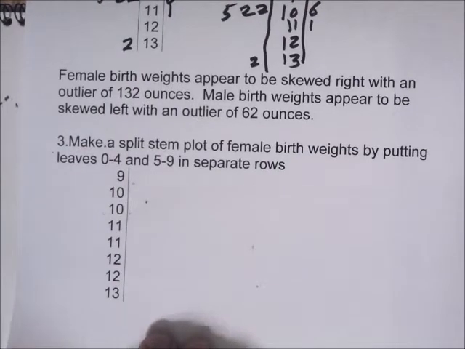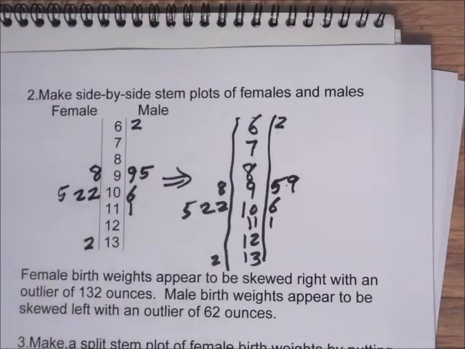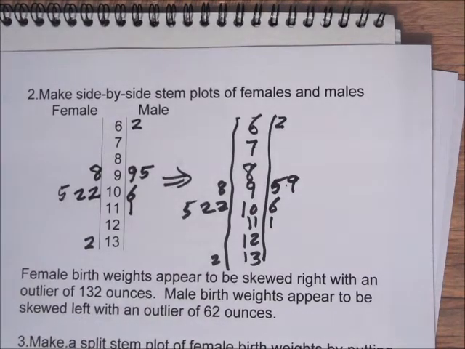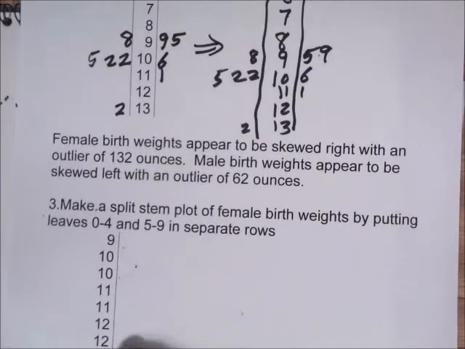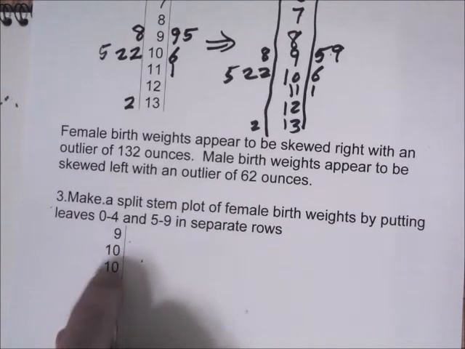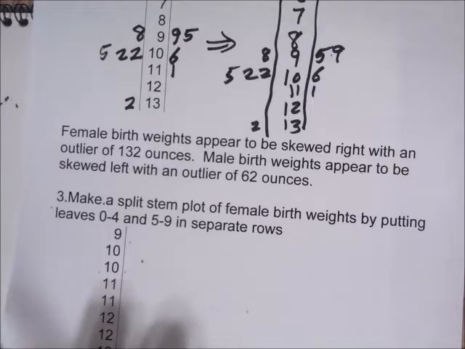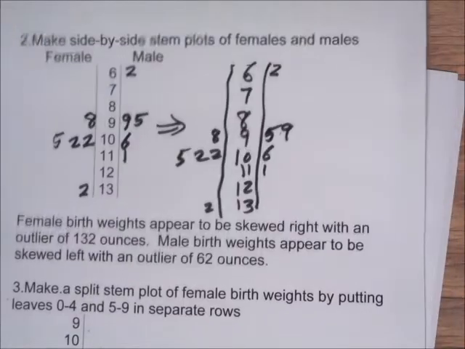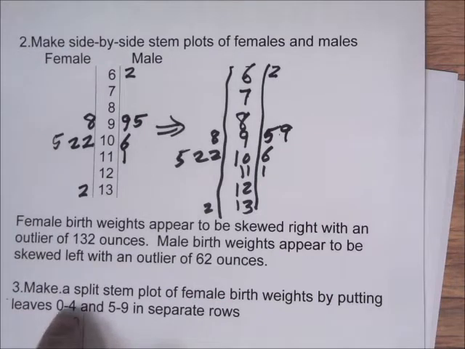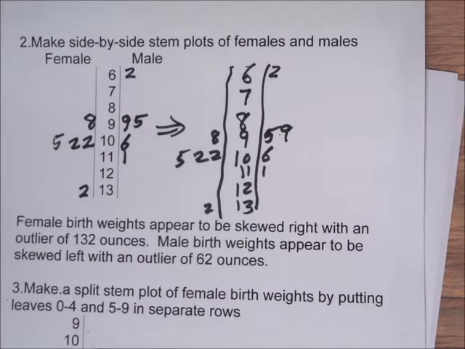You can also, if you have a large data set, not so much for this data set, we'll do it for this data set, but if you have a large data set, sometimes it's helpful to have more than one row 10, for example, more than one row 11. So what you would do is put leaves 0 to 4 in the first row 10 and leaves 5 to 9 in the second row 10 and so forth.